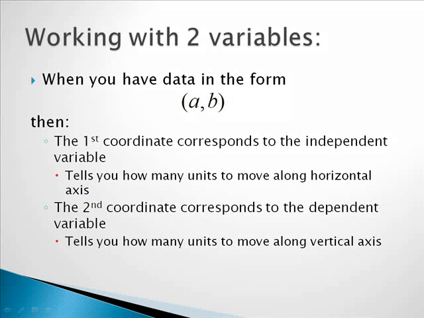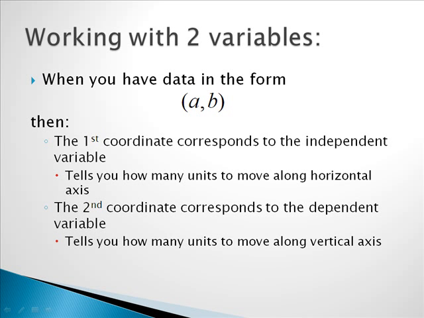When you have data in the form a, b, then the first coordinate corresponds to the independent variable, and what it does is it tells you how many units to move along the horizontal axis on your graph. The second coordinate corresponds to the dependent variable, and it tells you how many units to move along the vertical axis. So in this case, when we have the point a, b, we know we have to move a units along the horizontal axis and b units along the vertical axis.